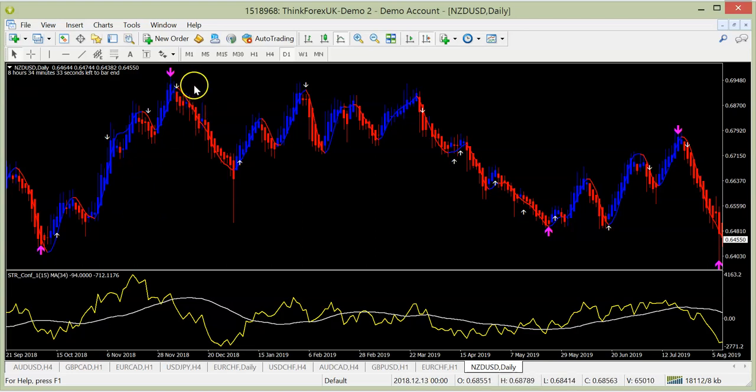When we get a white arrow, by the way, 100% they are not repainted. I repeat, white arrows come at the open of the current candle, and they are not repainted. If you want to take a trade, you must have a few things confirmed. Of course, logically, the Heikin Ashi candle must be red for sell and blue for buy. And also this line, the HMA, must be red for sell or blue for buy.